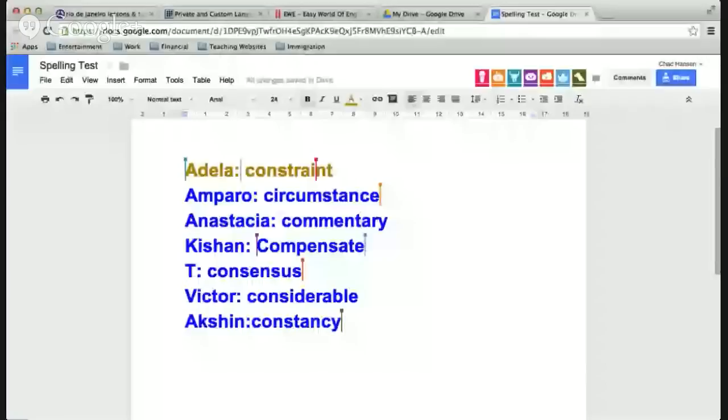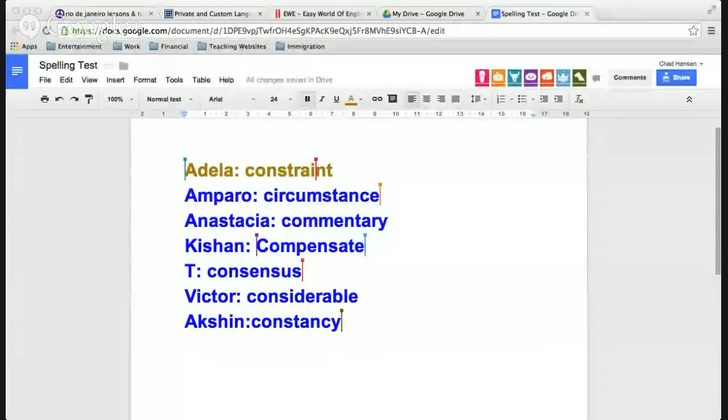All right. Amparo, you are next. Let's see. So we had constraint. Okay. Amparo, your word is convene. Convene. Okay, that would be convine. Okay. Convene. We're missing one letter. One letter needs to change.